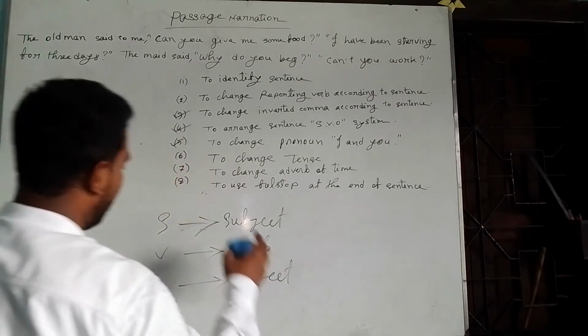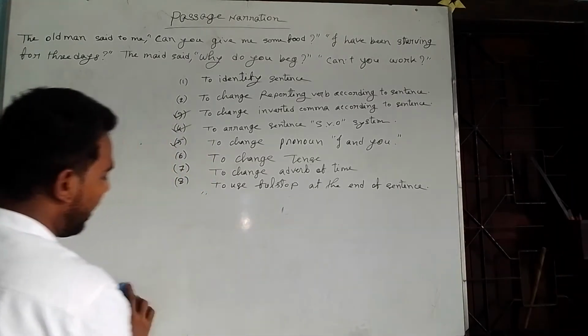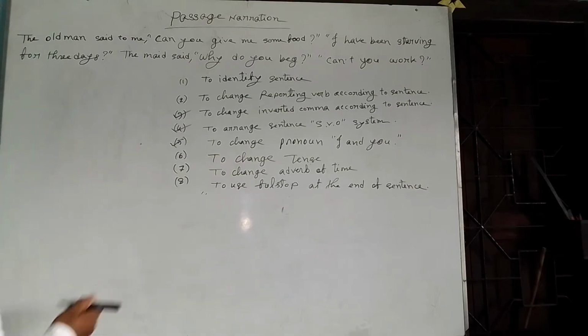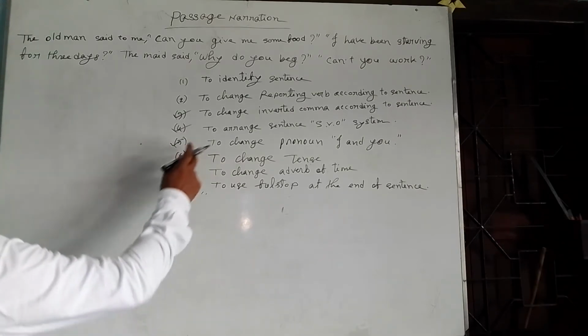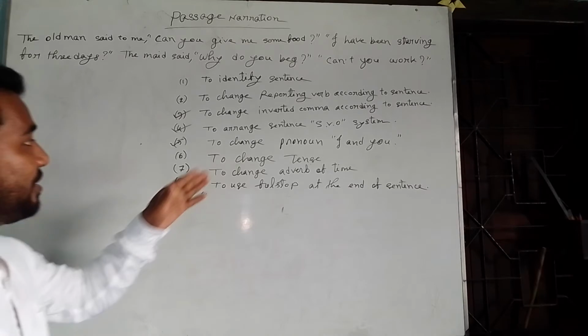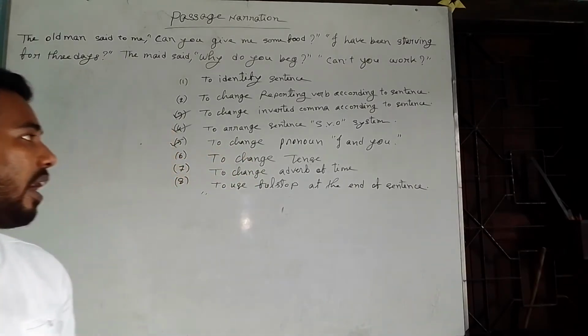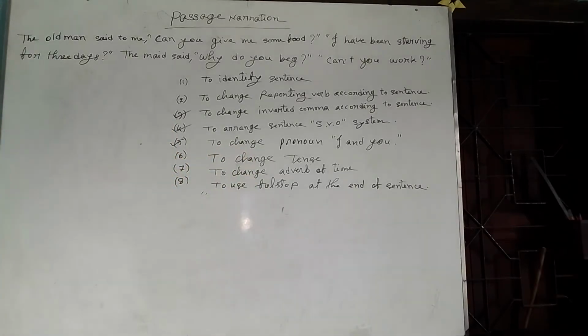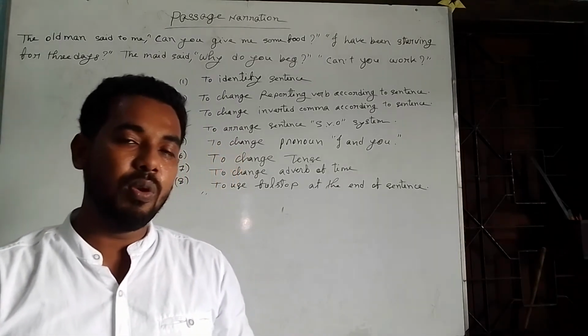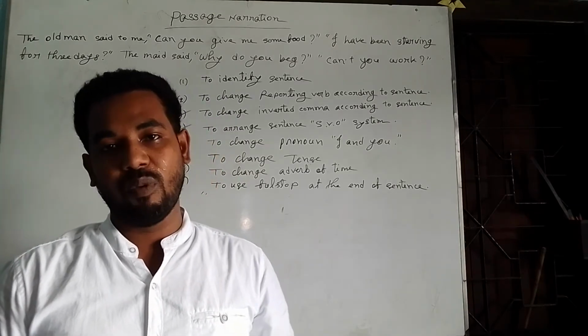Dear student, now I will explain the next rule, rule number 5. Rule number 5 is to change the pronouns I and you. You know, I always follows the reporting verb's subject and you always follows the reporting verb's object.